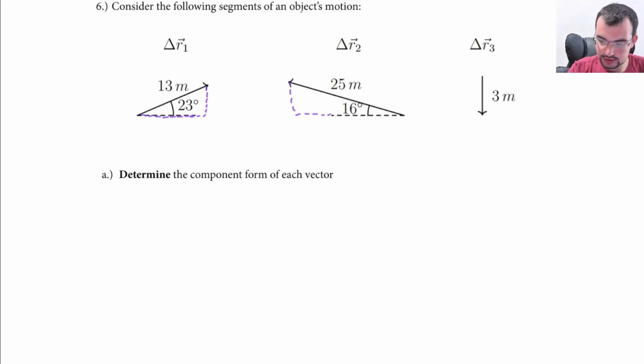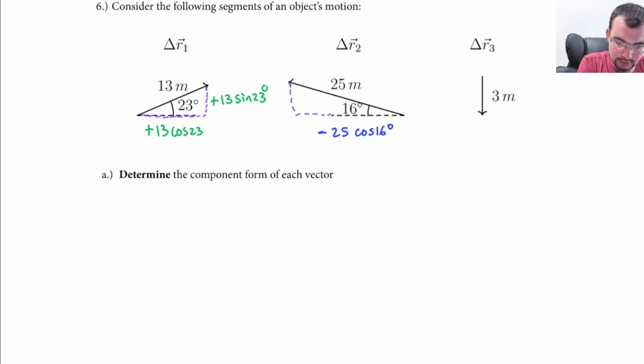So for the angled ones, we see that R1 is up and right. So both of these can be positive. 23 touches the adjacent side here. So this is positive 13 cos 23. This is positive 13 sine 23. Then this vector is left and up. So this would be negative 25 cosine 16. Should be putting degree symbols everywhere, but we don't really use radians. And then this would be positive 25 sine 16.